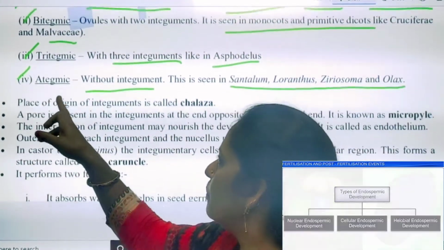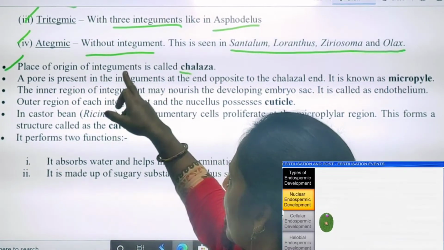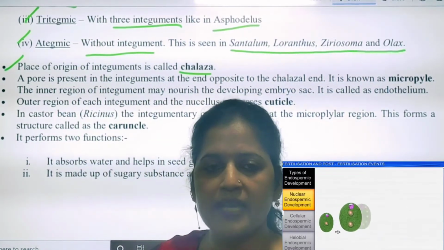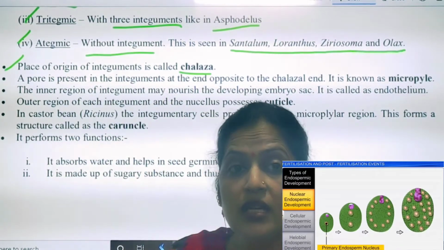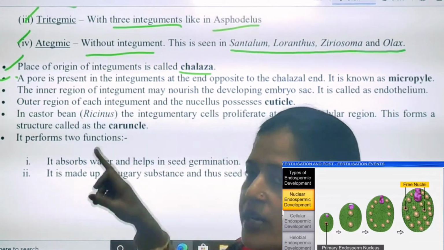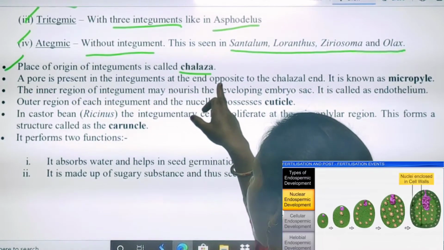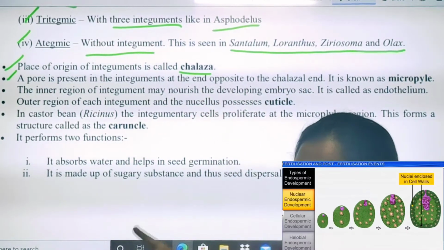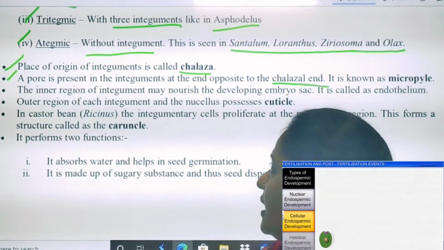Next is the place of origin of integuments is called chalaza. जहां पर इंटेगुमेंट्स की प्लेस है, जहां पर उनको ओरिजिन किया जाता है इंटेगुमेंट्स का, that is known as the chalaza. A pore is present in the integuments. ऐसा पोर जो किसमें present होगा? इंटेगुमेंट में present होगा at the end opposite to the chalaza end. कहां पर present होगा? At the end. That end is opposite to the chalaza end.